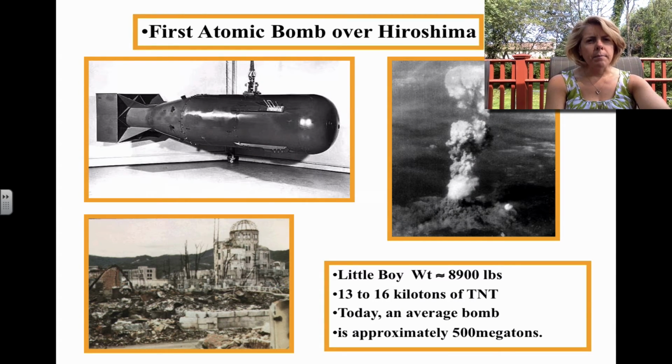The first atomic bomb that was unleashed over Hiroshima, notice that it weighed approximately 8,900 pounds. It essentially was equated to 13 to 16 kilotons of dynamite. However, the scary thing is the average atomic bomb made nowadays, we're talking about 500 megatons. So an extremely powerful nuclear weapon that obviously countries need to work at not deploying.